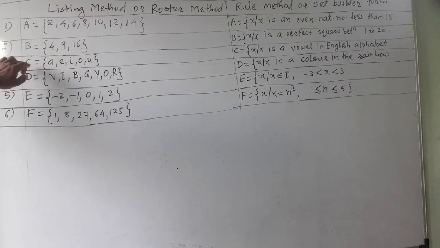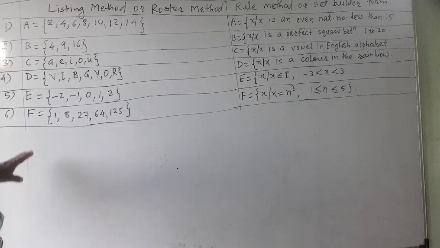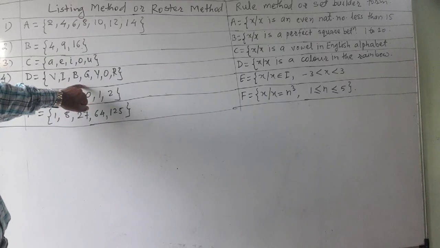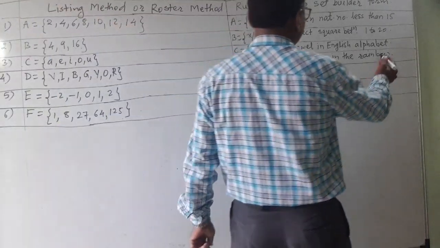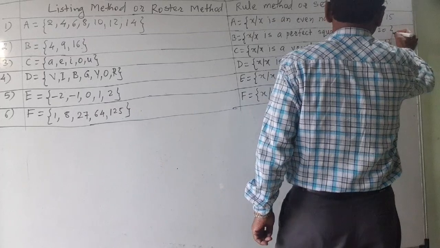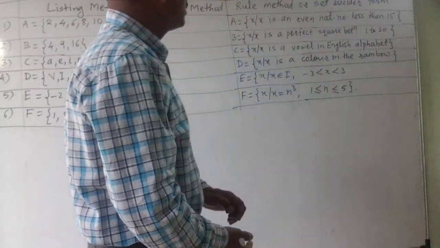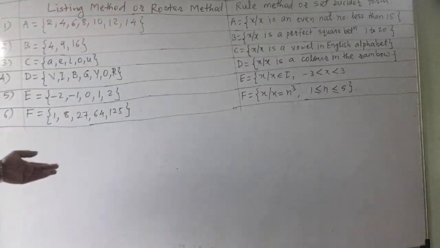Similarly, C, A, E, I, O, U. What are these? These are the vowels in the English alphabets. These are the rainbow colors. This I have not completed the bracket here. I forgot it to complete the bracket. So, hope that you have understood this.